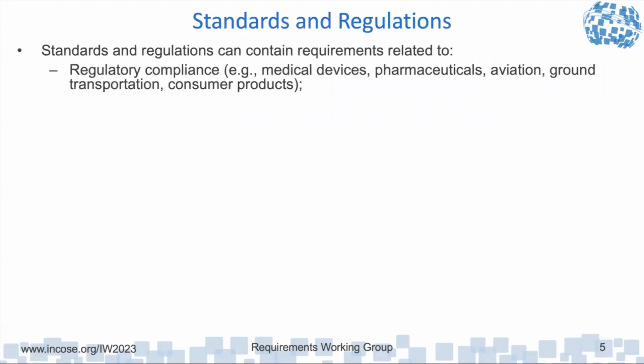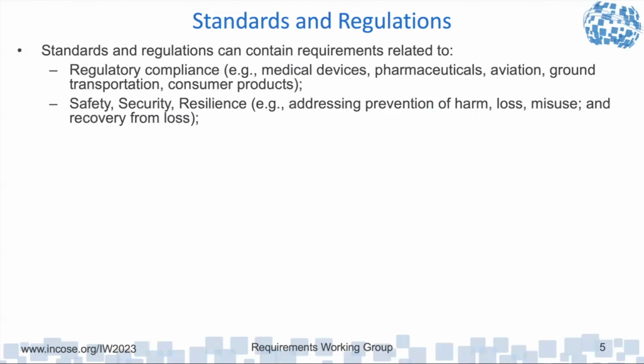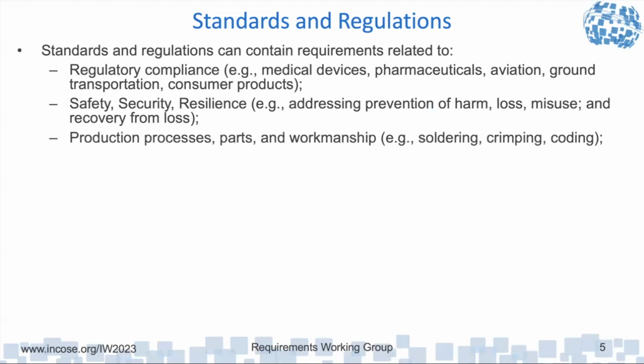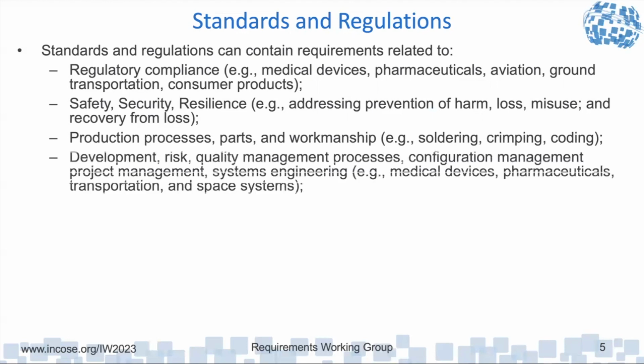And standards and regulations contain requirements related to regulatory compliance. For example, medical devices, pharmaceuticals, aviation, ground transportation, consumer products. There's standards and regulations concerning safety, security, resilience, addressing prevention from harm, loss, misuse, and recovery from that loss, production processes, parts, workmanship, how you're actually going to build the system, there's standards for that, development, risk, and management processes, configuration management, project management, system engineering standards. 15288 is a standard on how we do systems engineering. Our system engineering handbooks are actually standards in how we do system engineering.